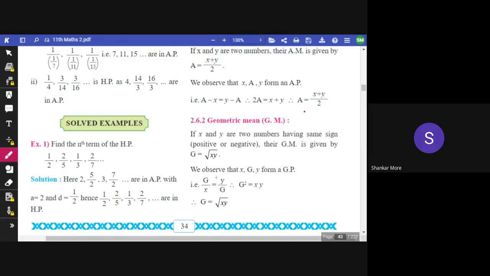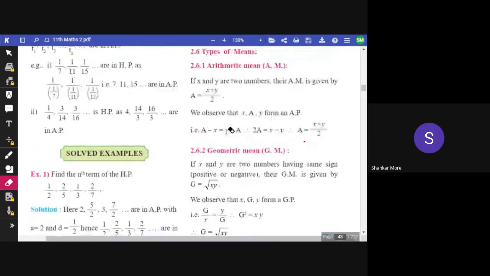Chalo theek hai. So you have to remember this formula for geometric mean. I hope you are writing down these formulas in your notebook when I'm explaining them.